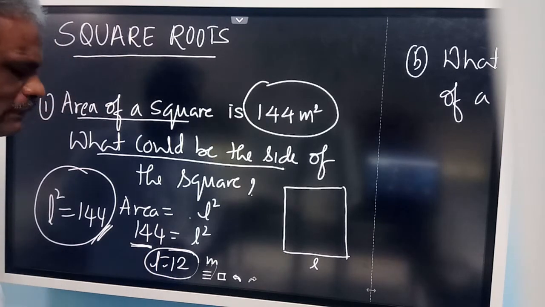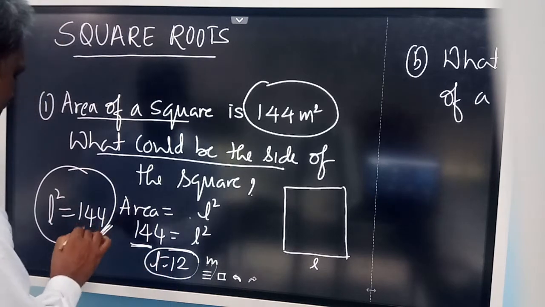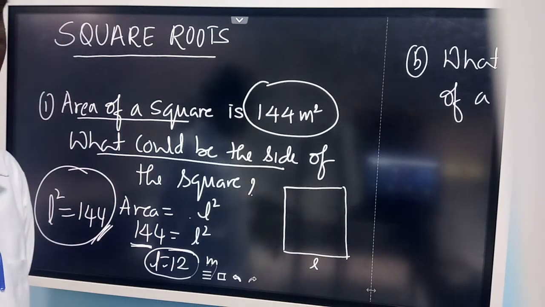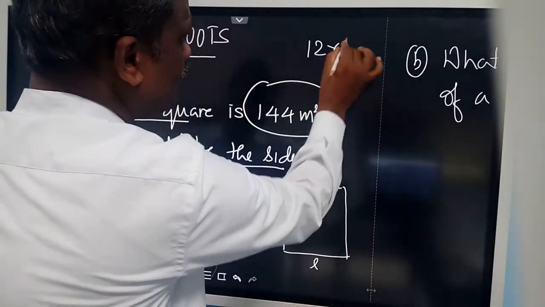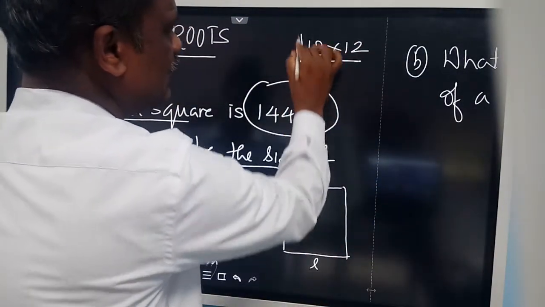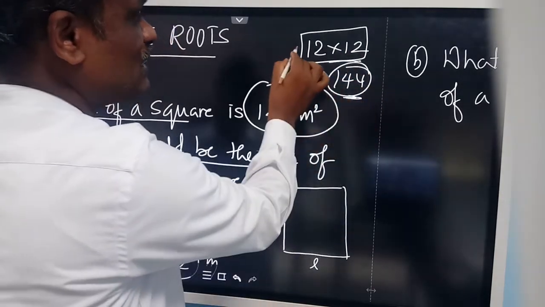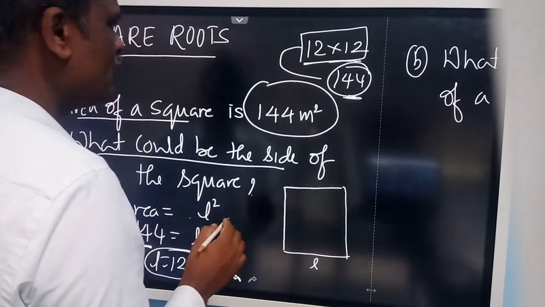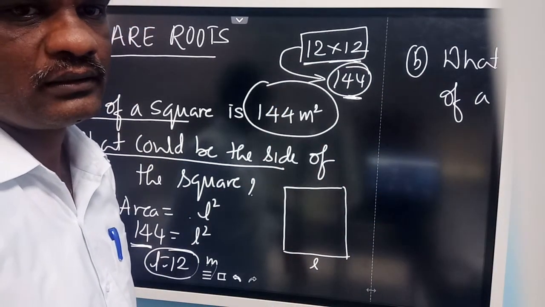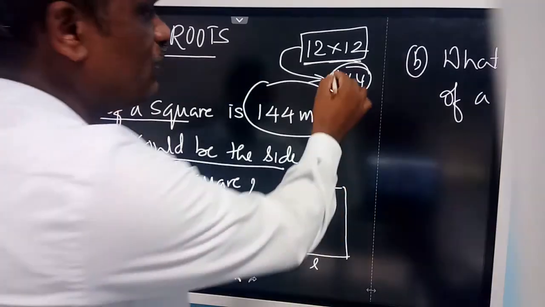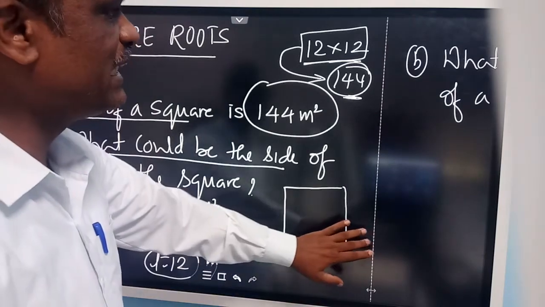When you have a square number, L square is equal to 144. To find out L, we need to take the square root of that number. So if you multiply 12 twice, 12 into 12, having 2 equal factors, then you will get 144. 144 is called the square of 12. The reverse operation we call square root. The square root of 144 is 12.